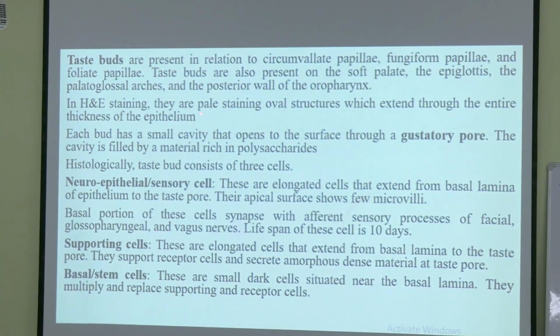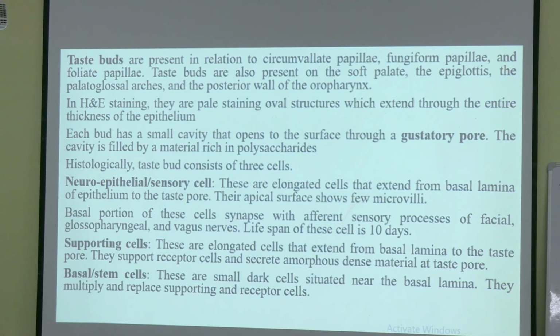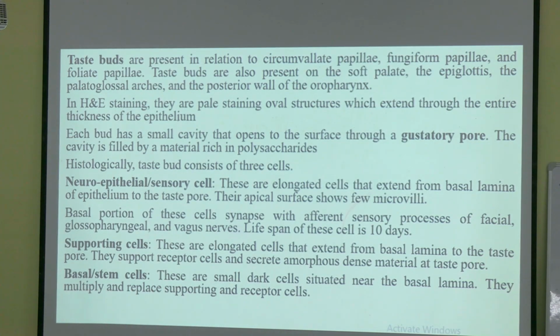Next, under H&E staining, if you see, these are pale staining oval structures that extend through the entire thickness of the epithelium. So these are pale staining. Easily you can identify the taste buds. Now, taste bud में क्या रहता है?